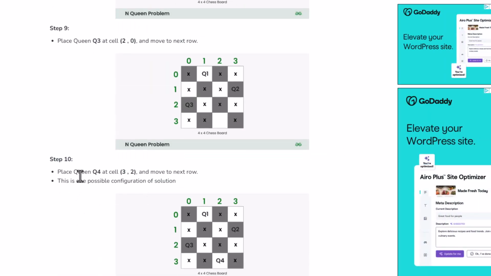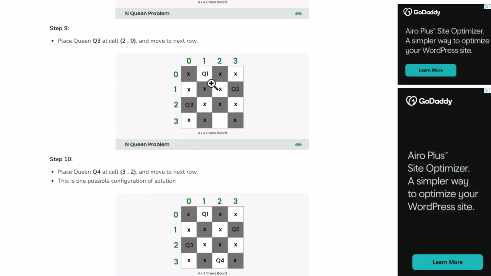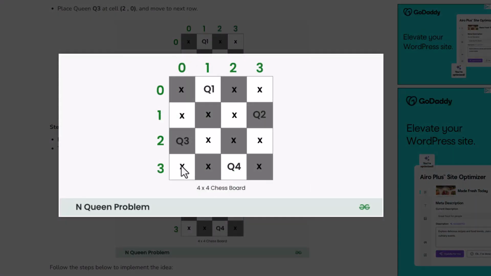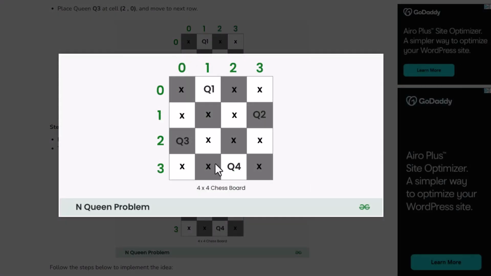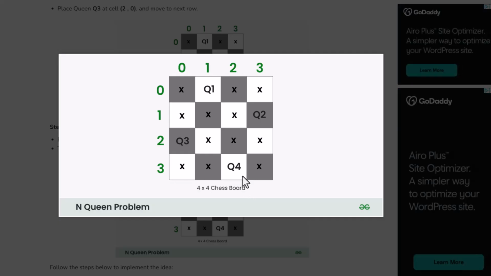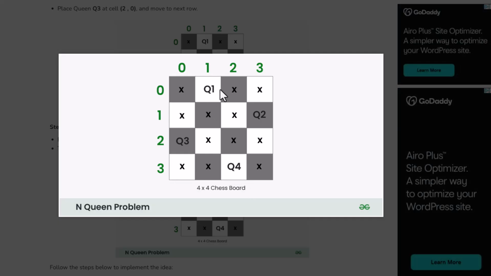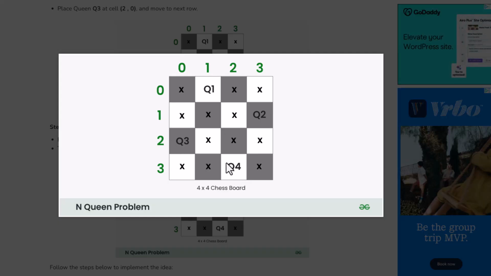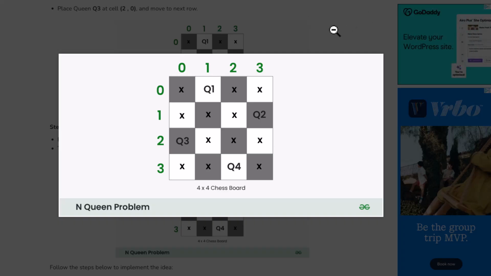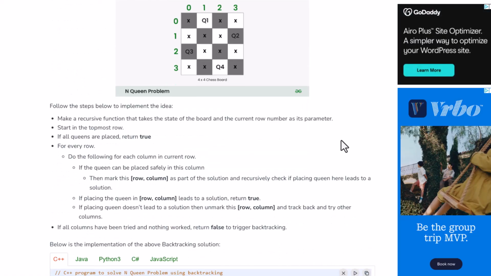If you place Q4 and move to the next row, okay, if I go to Q4, I can't go here, can't go there, but I can go here. Q4 can be placed at 3-2. So I have Q1 here at 0-1, Q2 at 1-3, Q3 at 2-0, and Q4 at 3-2. This is one of the arrangements where all the queens are safe. So it is considered one of the solutions.